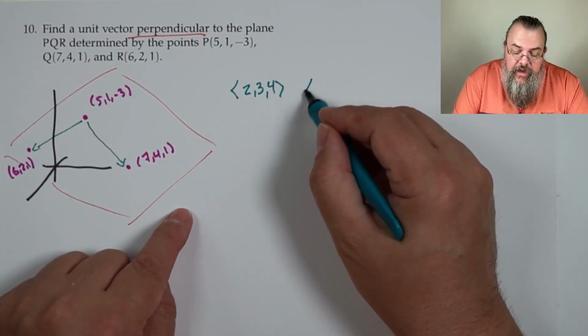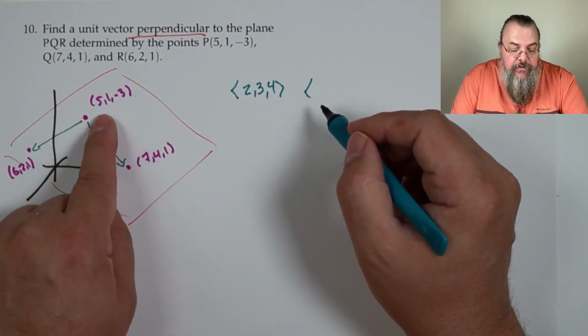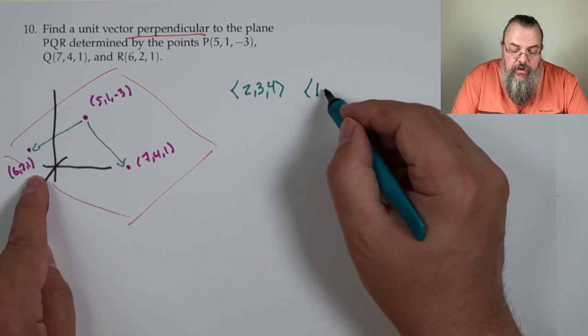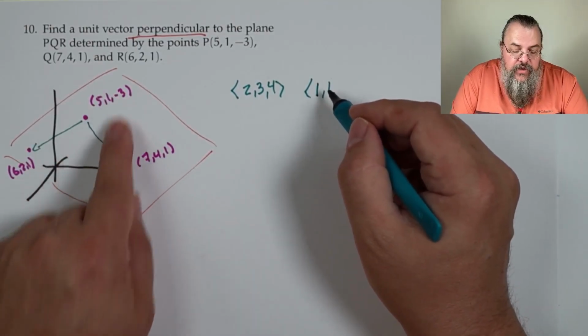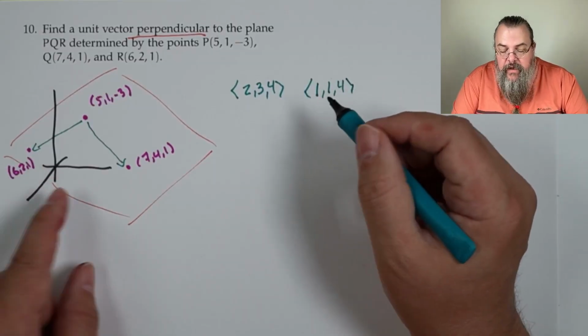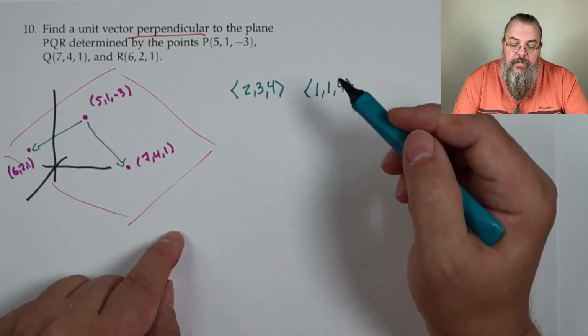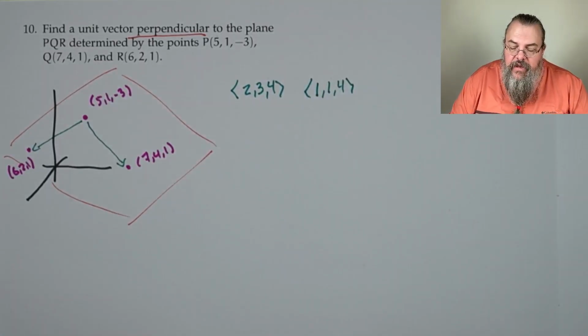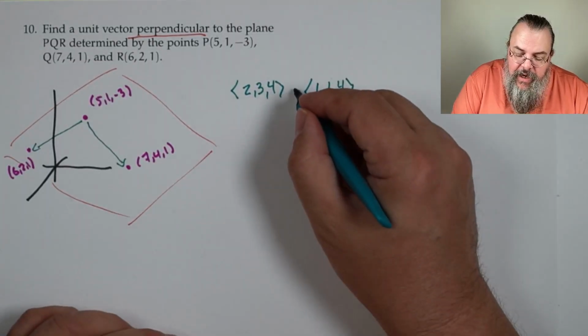Then I'm going to take the second vector. 5 goes to 6, that's up by 1. 1 goes to 2, that's up by 1. Minus 3 goes up to 1, that's up by 4. 1, 1, 4. And again, doesn't hurt to double check, because as long as these vectors are right, everything else after this is going to be pretty much automatic.